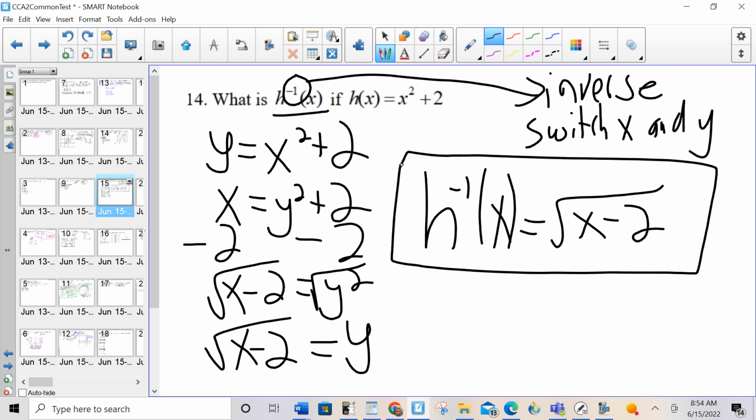Mr. Schlansky, is it wrong if I leave it as y equals? Well, I like to call that a gray area. And I like to stay out of the gray area. If it asks for h inverse of x, write it as h inverse of x.